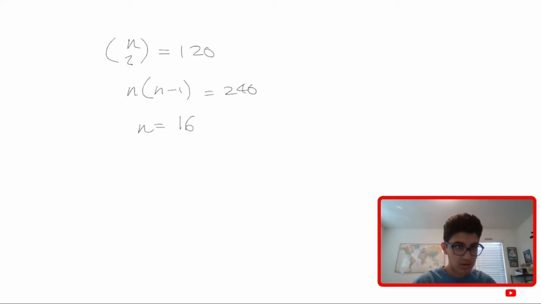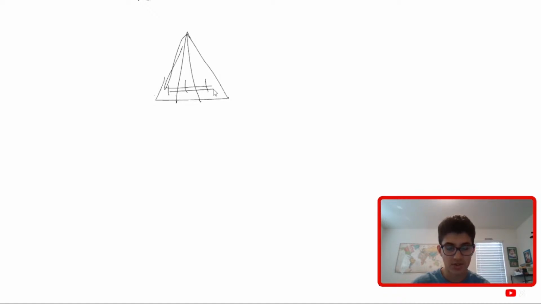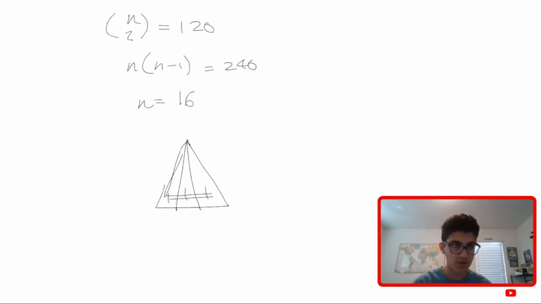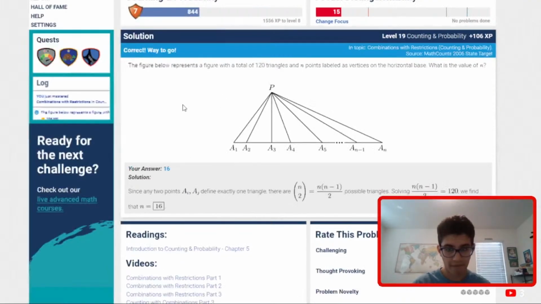Okay, let me check though, just generally, if n was 4, then you'd have n choose 2, which is 6, right? 6 triangles, because this is 1 triangle, 2 triangles, 3 triangles, 4, 5, 6. Okay, that seems right. So I'm going to put 16 in. If it's wrong, then we'll retry. Okay, perfect.